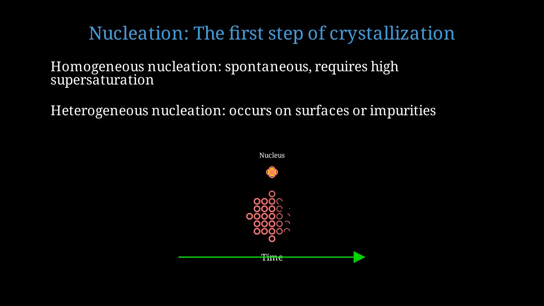A small nucleus forms, and if it's large enough to be stable, sugar molecules add to it layer by layer, growing the crystal. This is what we want to avoid in hard candy making. So how do we prevent crystallization and keep our sugar in the amorphous glassy state? There are several strategies based on chemistry and kinetics.